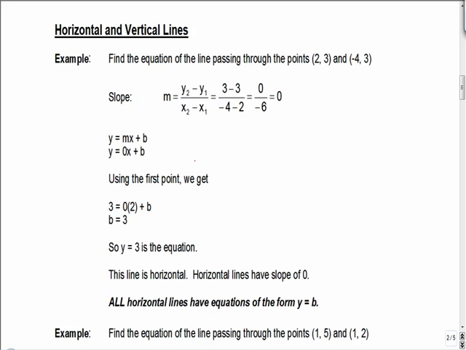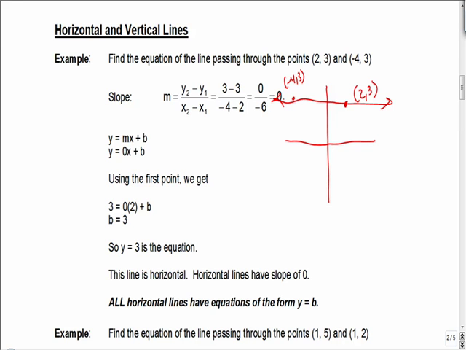Horizontal and vertical lines. Suppose I want to find the equation of a line passing through the points (2, 3) and (-4, 3). Notice if I plot those two points, (2, 3) might be here, and (-4, 3) might be here, and the line joining those two, if I did it correctly, would be horizontal.